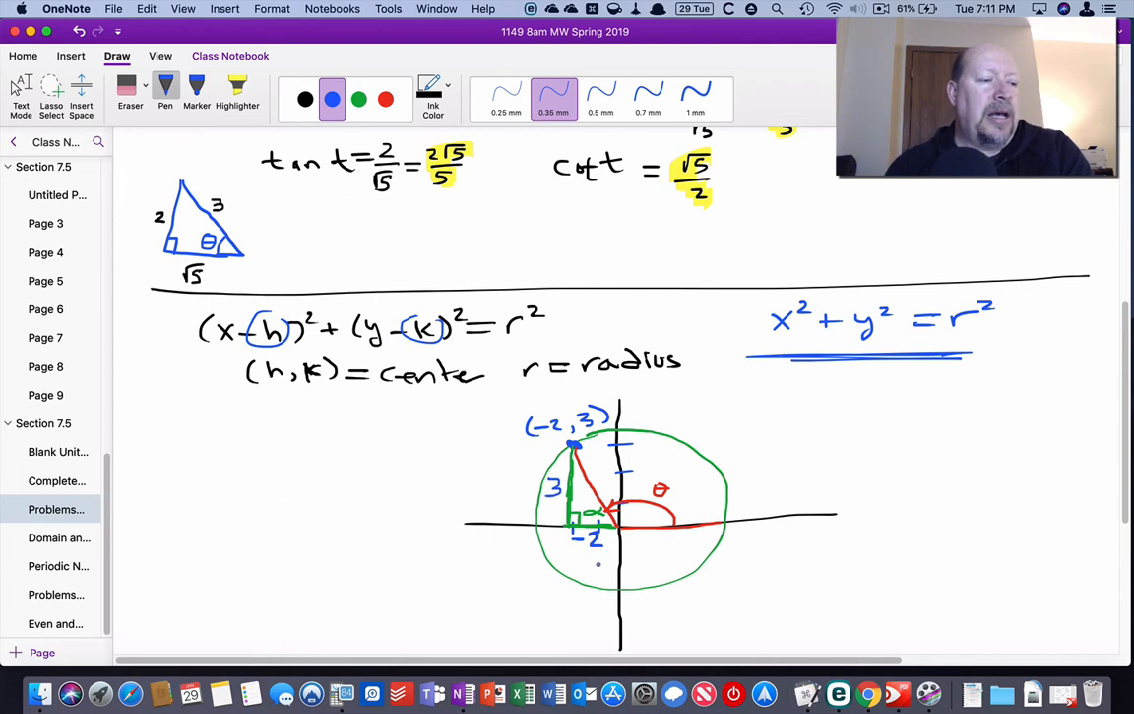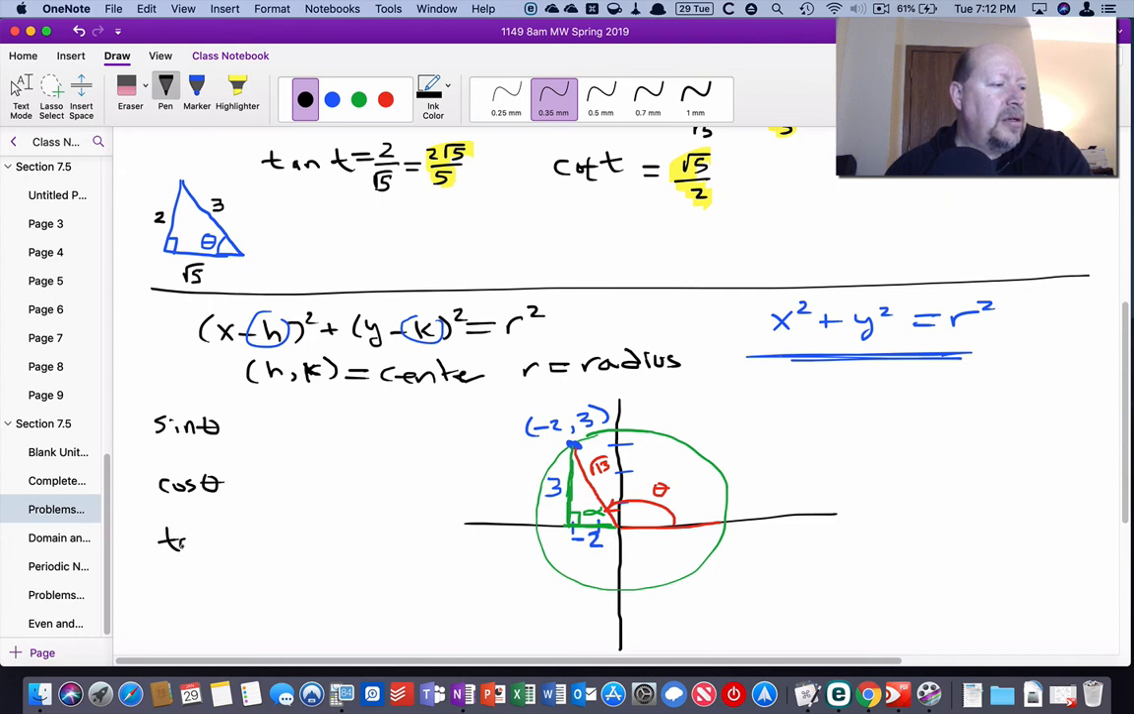So knowing all that, if I use the Pythagorean theorem, then this would be 9 plus 4, because remember a squared plus b squared equals c squared, where c is the hypotenuse. So this would be 9 plus 4 is 13. So it would be square root of 13 would be the hypotenuse here, square root of 13. So now using that, you can come up with all 6 trig functions of theta.